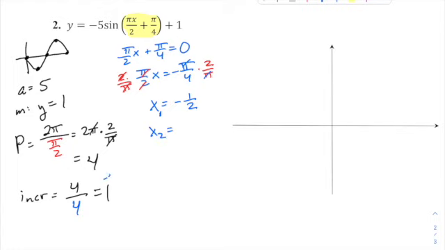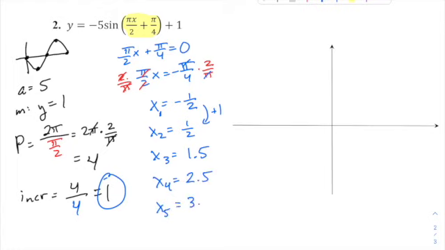So the next key point, I'm going to use my increment of 1. I'm just going to add 1, and so that's going to put me at positive 1/2. So x3 will be add 1 again, and you'll get 1.5. I don't know if you want to use decimals or fractions, whatever. Add 1 again, you get 2.5. Add 1 again, and you get 3.5. Notice that total distance from x1 to x5 is a distance of 4. That is the full period, as it should be.